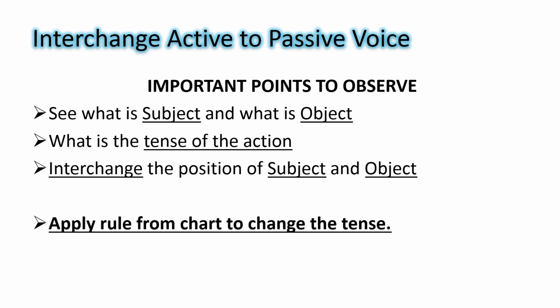Please note down these important points to change the active voice to passive or passive to active. First of all, we need to see what is the subject and what is the object in the sentence. For example, Hunter killed the tiger. Hunter is the subject and tiger is the object. Here we should also note that only transitive verbs, which have an object after them, can be changed into passive voice.